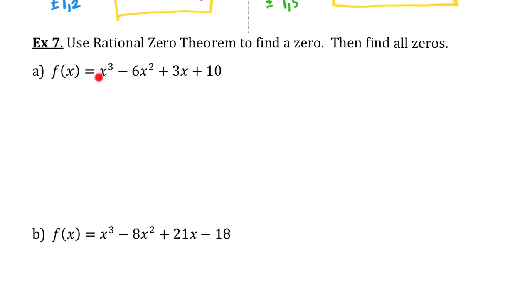Okay, now you could try to group this first. This would be x squared times x minus 6. This would be 1 times 3x plus 7. There's no common factor, so grouping does not work. But it doesn't hurt to check because grouping is a lot less work.